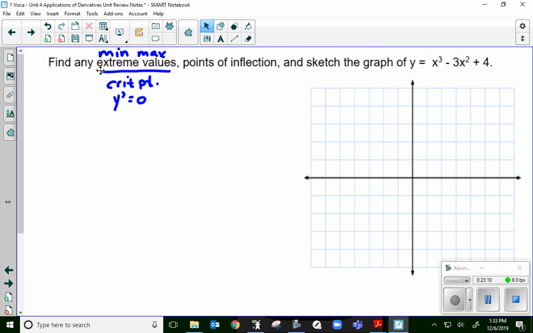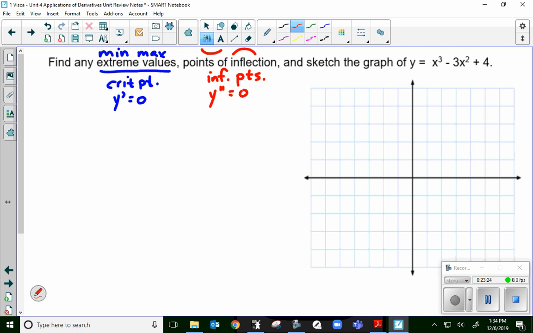Points of inflection is the same thing as saying inflection point. That's concave up, concave down. I need inflection points, that's where the second derivative is equal to 0. So we need to find both of those, get those values, and just kind of plot points and get going, okay?